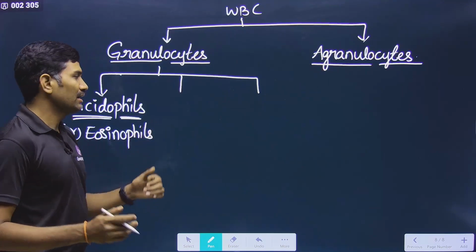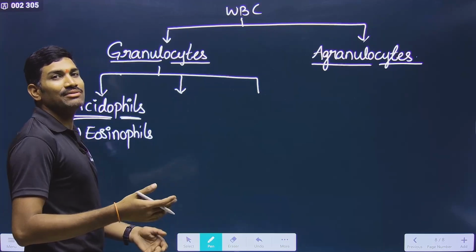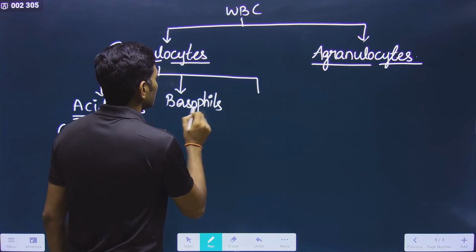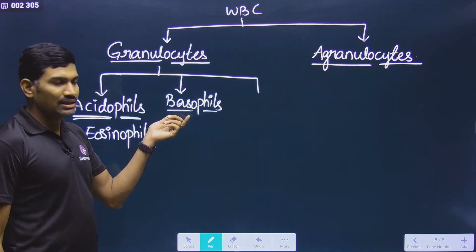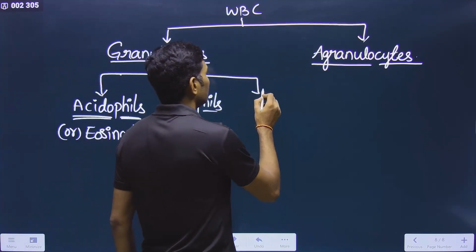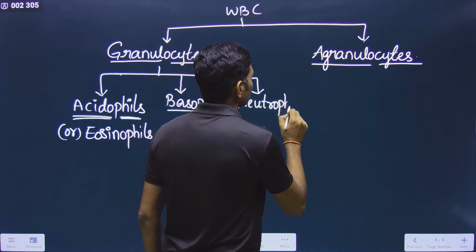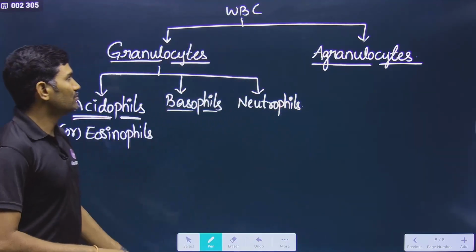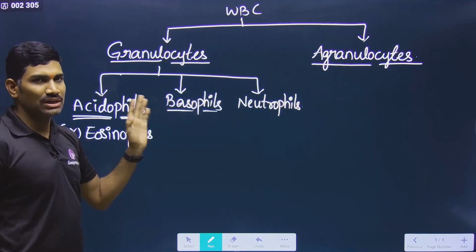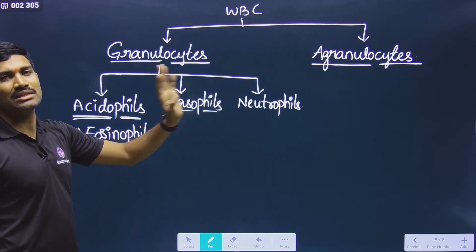Eosinophils or acidophils. And the other type of cells have granules that readily bind with basic stains. That's why they are called basophils, basic loving. That means they can easily bind with basic dyes. And some bind with neutral dyes. That's why they are neutrophils. So in this way, WBCs are two groups, granulocytes and agranulocytes. Within the granulocytes, again three types: acidophils, basophils, neutrophils. These bind with acidic dyes, basic dyes, and neutral dyes respectively.